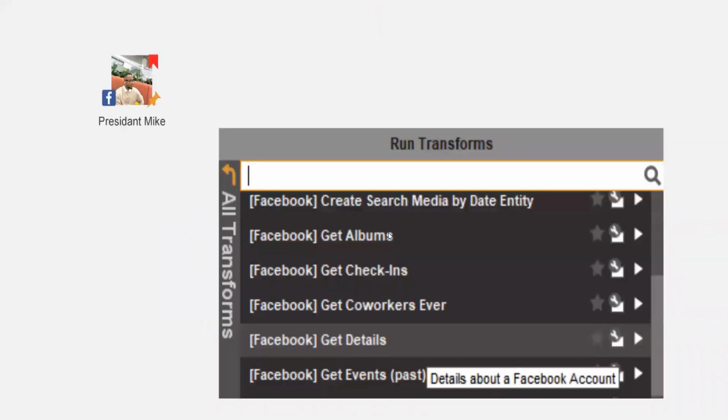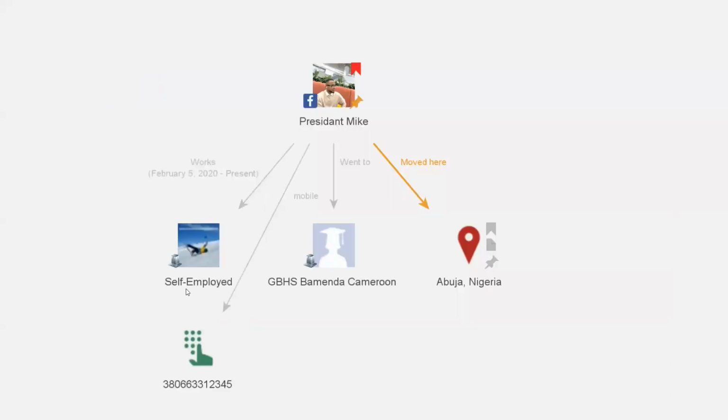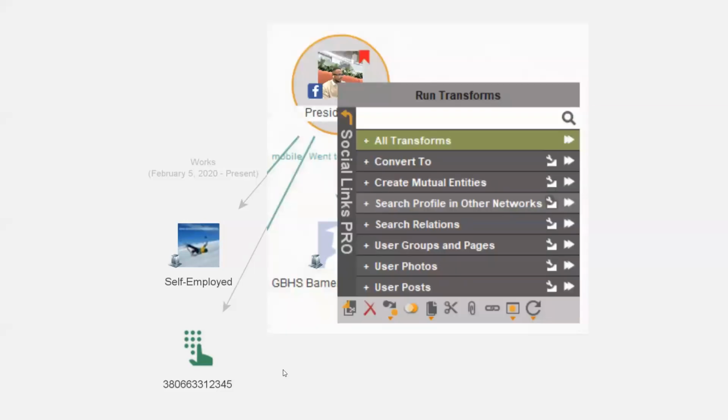And then P-Mike, we tried some transforms to get more details about him. In this case, we did get details. It showed us some information, but it also gave us one very important piece of information, which was his whole phone number. Then we also searched for his profile on other networks. That is a transform that is available in Social Links. And we could find him.